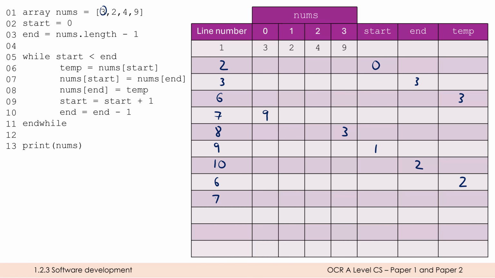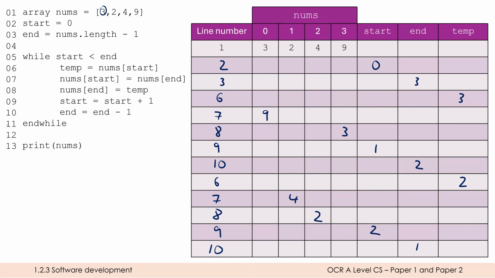In line 7, nums index 1 is now going to be set to nums index 2. So what was 2 is now going to become 4. At line 8, nums index 2, which was 4, is now going to become what temp is, which is 2. And then at line 9, we are adding 1 to start. We are then at line 10, subtracting 1 from end, like that.